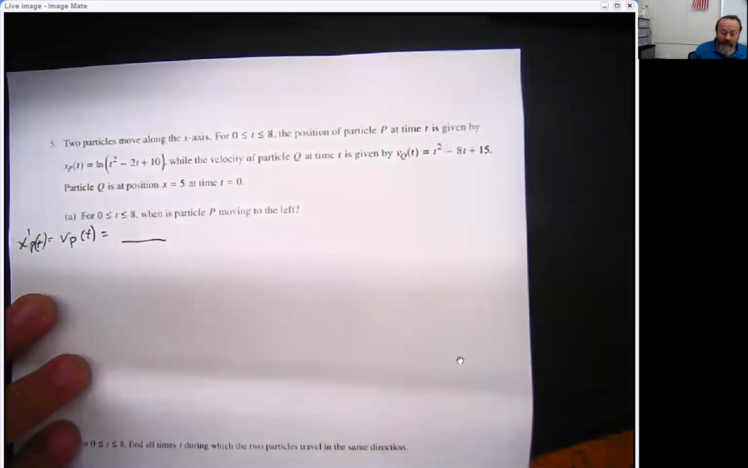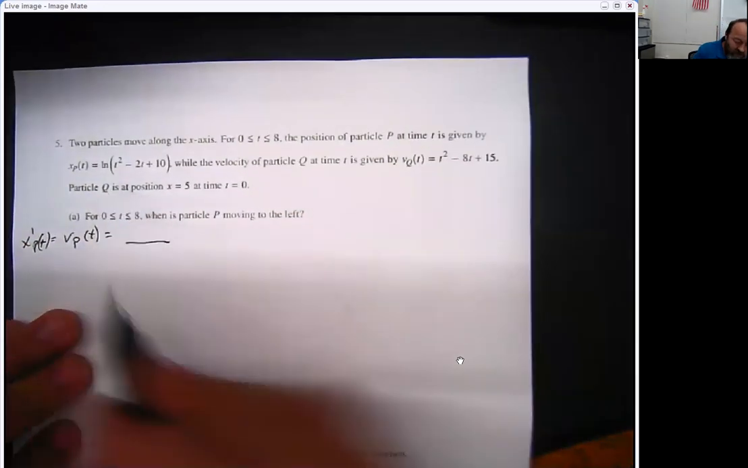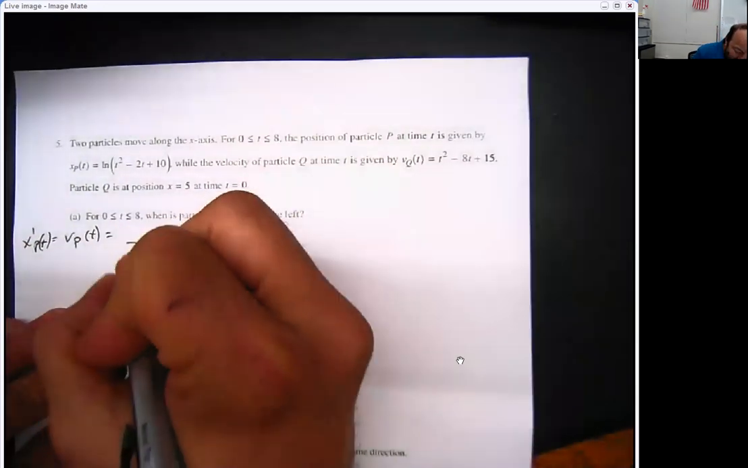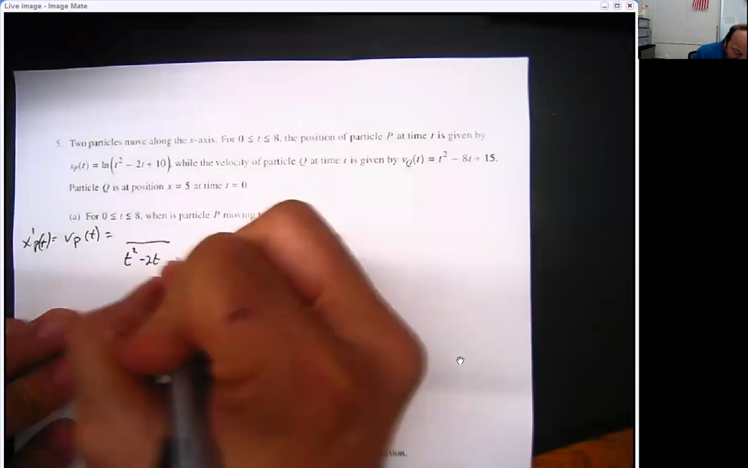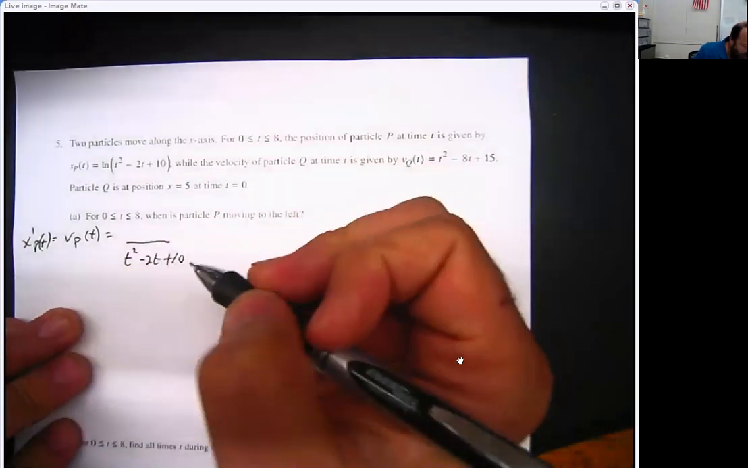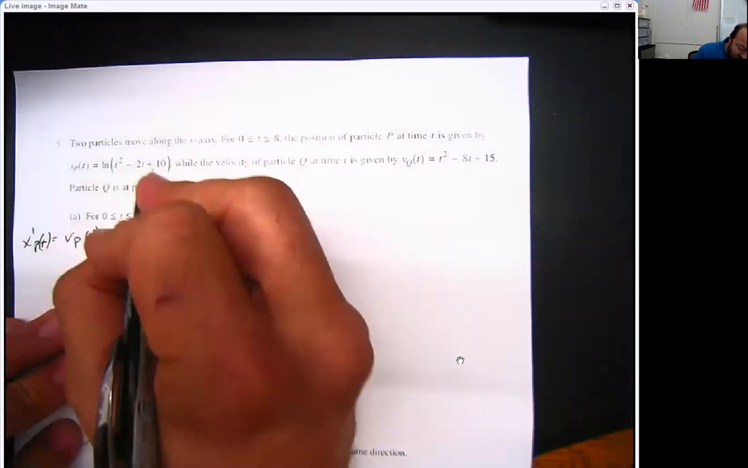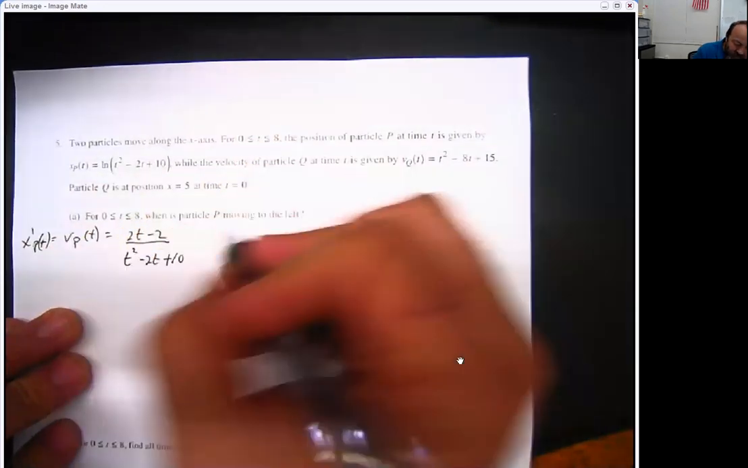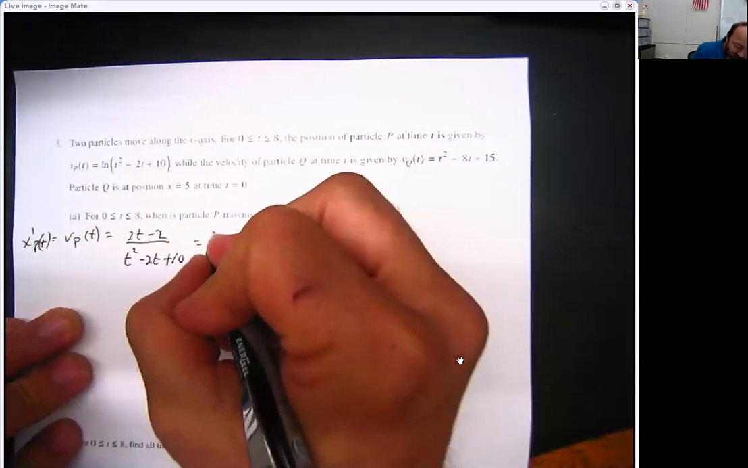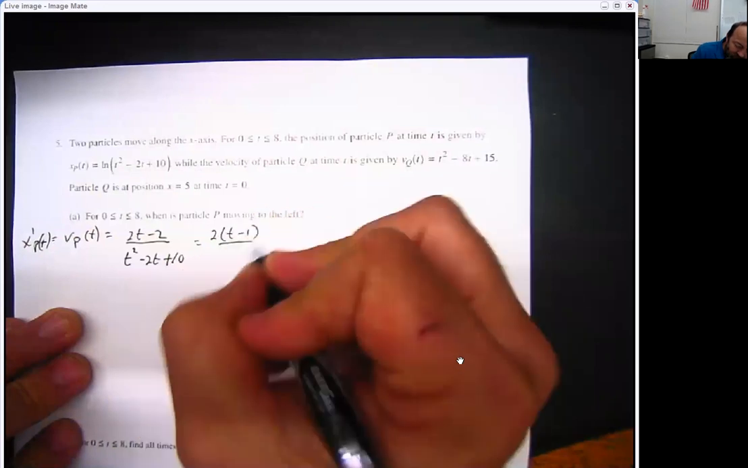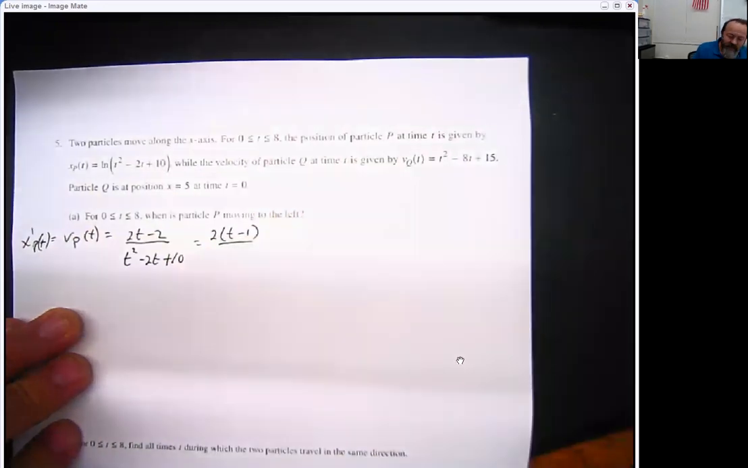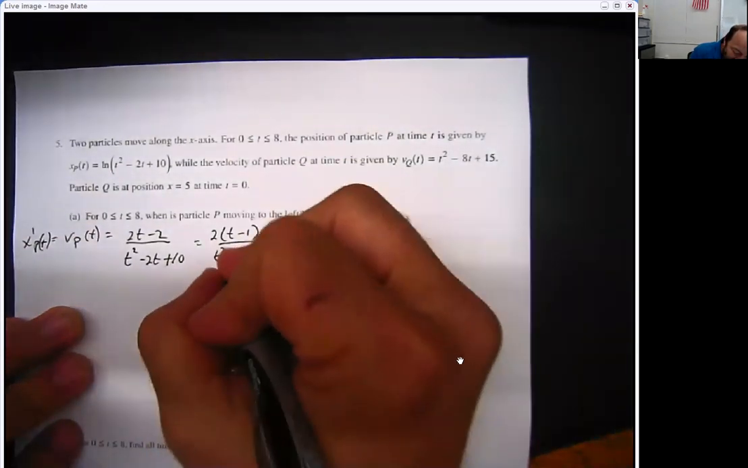And so remember, when you take the derivative of a natural log, chain rule says it's 1 over what's inside times the derivative of what's inside. And the derivative of this thing inside is 2t minus 2. Turns out the numerator factors real nice, but the denominator doesn't. And this is one of those questions that I thought was a little bit tricky.